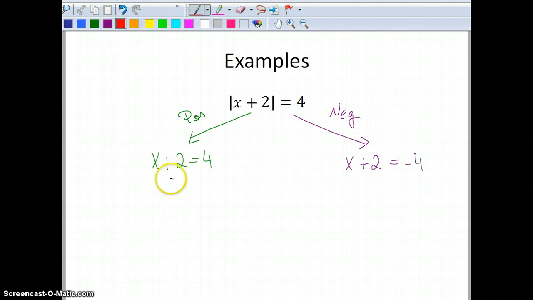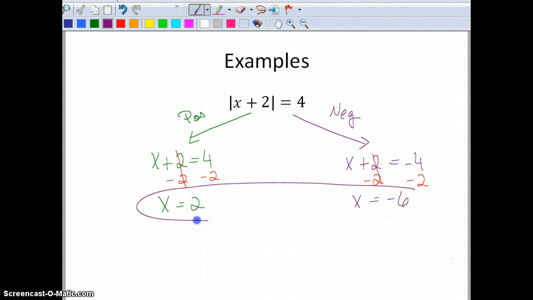So now I'm just going to go through and solve. Minus 2 from both sides on my first equation. So I have x is equal to 2. Subtract 2 over here on my second equation, and I have x is equal to negative 6. So these are my possible solutions.